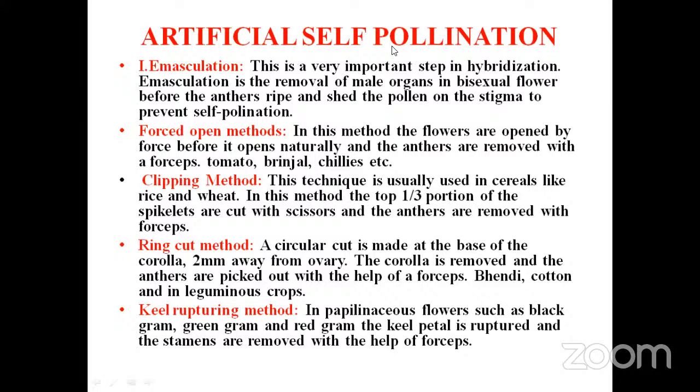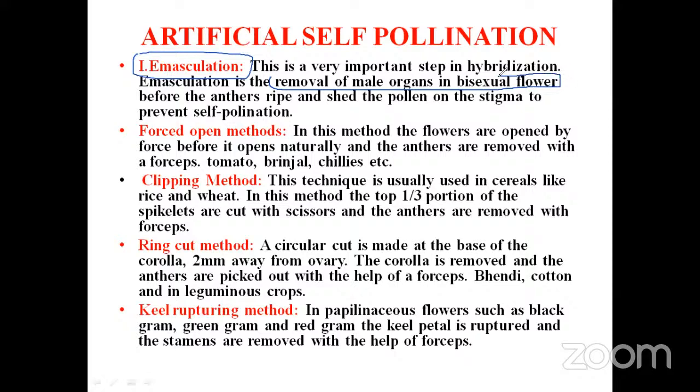Artificial self pollination is done by the first method, the emasculation method. What is emasculation? You must have heard this word. Emasculation means, as we have done in the practical, the removal of male organs, the anthers, in a bisexual flower.